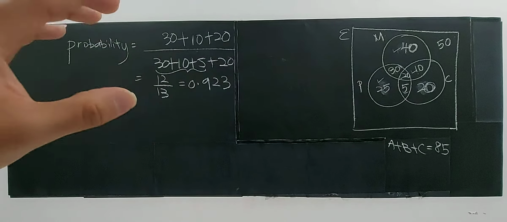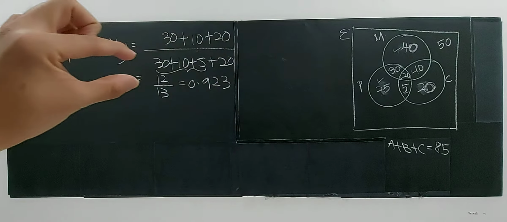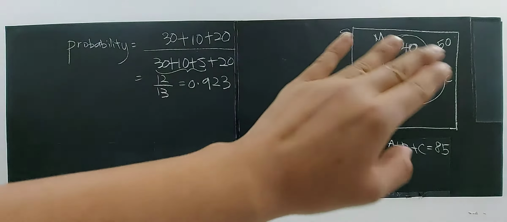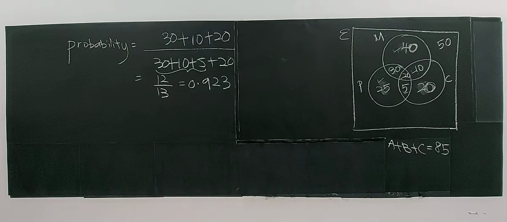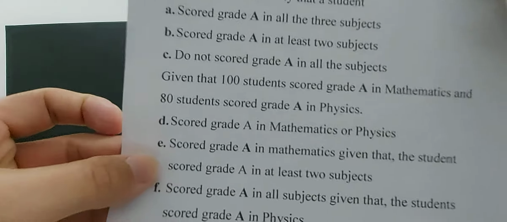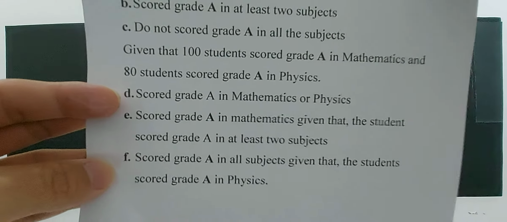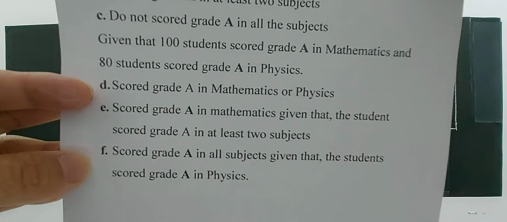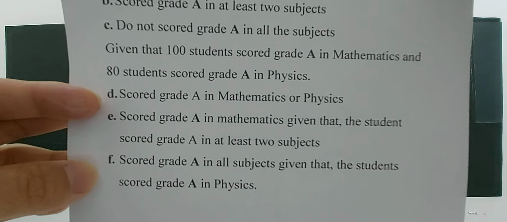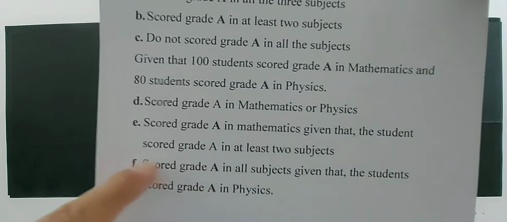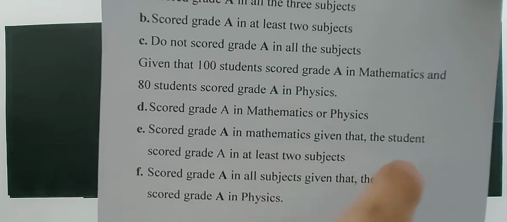When you read the question, you know it's a conditional probability where the total is not 200, right? It's already given where the region is. So let's look at the next question so that you have more understanding. Alright, let's follow with question F, right? Score grade A, another chance for you to understand conditional probability. Score grade A in all subjects. Given that, the words given that tell us where the total comes from, where the region is, kawasan mana.